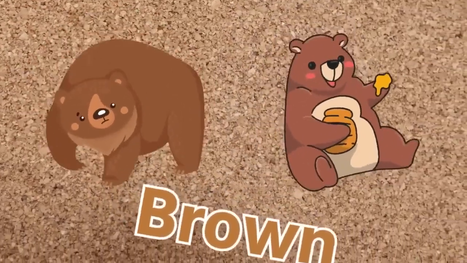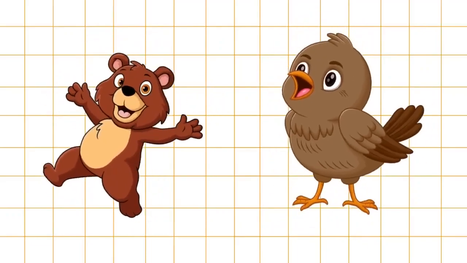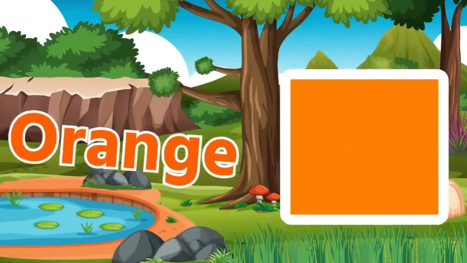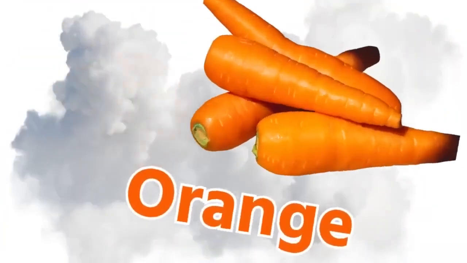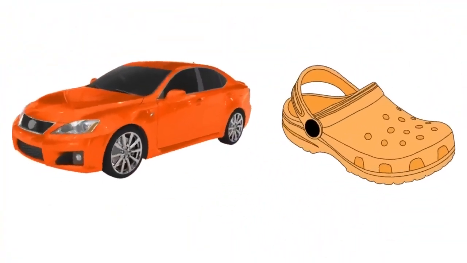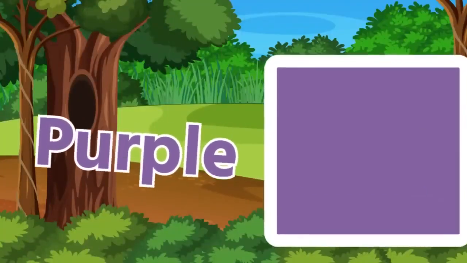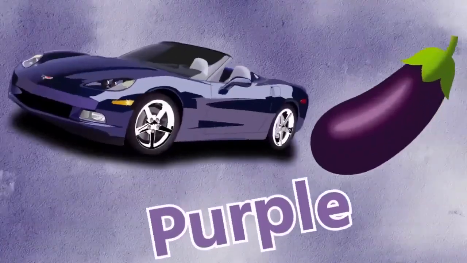This is brown. The color brown. Do you know what color this is? This is brown. This is orange. The color orange. Orange, orange, orange, oh so fun. This is orange. Do you know what color this is? This is orange. This is purple. The color purple. Purple, purple, purple, royal and cool.